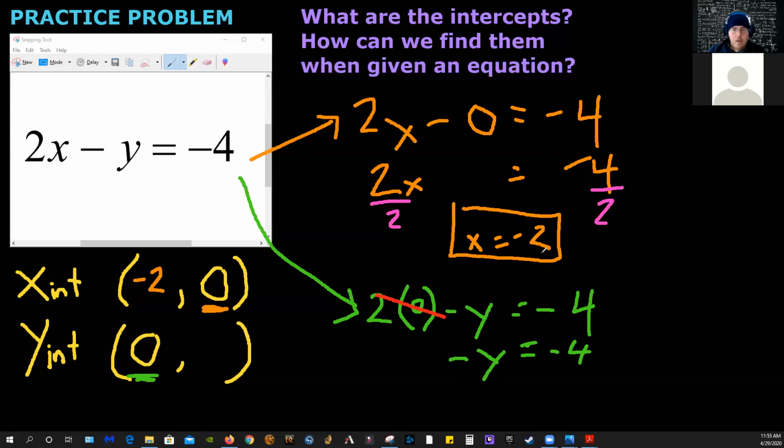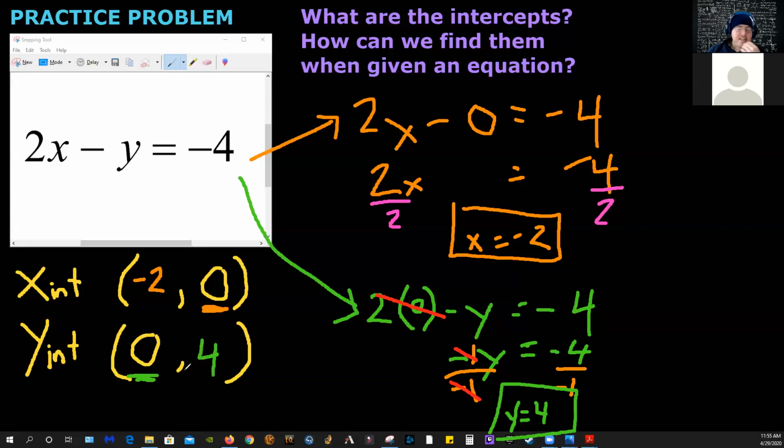So I would end up dividing. Okay, so this is basically a negative 1 times y, so I can divide by negative 1 on both sides. So y equals negative 1 divided by negative 1 is 1, so that's 1y. Negative 4 divided by negative 1 is just positive 4. So when x is equal to 0, y is equal to 4.